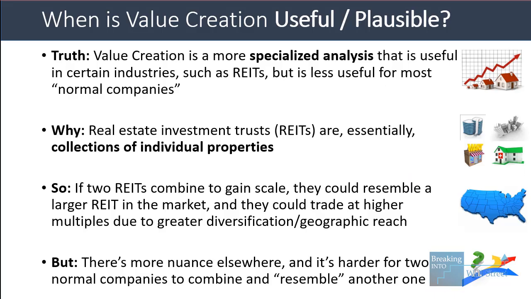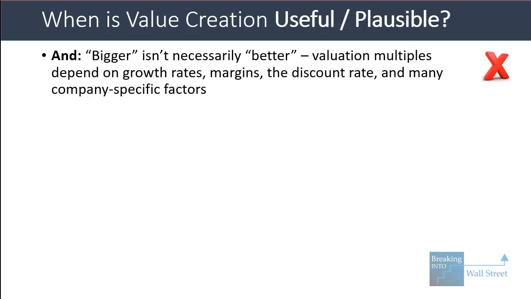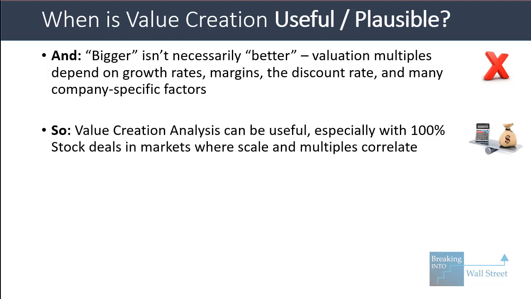So this tends to be most common for REITs, though you can see it for normal companies in some cases. The other problem with applying this to normal companies, though, is that bigger isn't necessarily better. Valuation multiples depend on growth rates, margins, the discount rate, and a lot of company-specific factors as well.